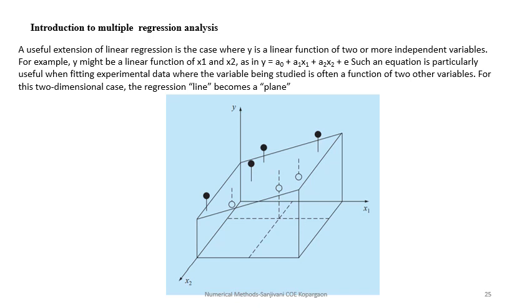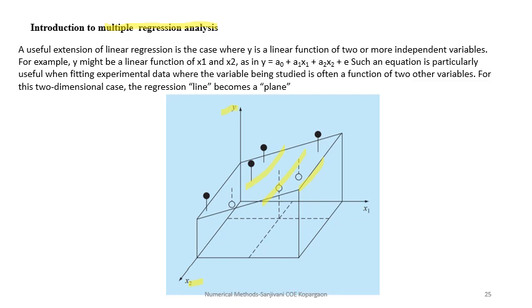Then we also have an introduction to multiple linear regression analysis. In multiple linear regression, there are more than two variables, so instead of a fitted line, you get a fitted surface. If you see this diagram, this is the surface along which the points are distributed in the three-dimensional plane, where x1 and x2 are the two independent variables and y is the dependent variable.